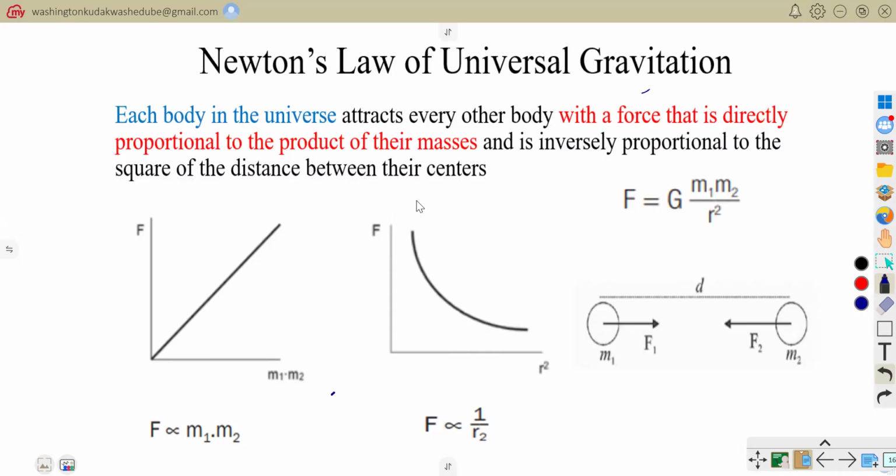We are still looking into grade 11 physical sciences, and we are looking into the topic forces and Newton's laws. We have already covered much ground. Now we are about to conclude where we want to dive deep into Newton's law of universal gravitation.